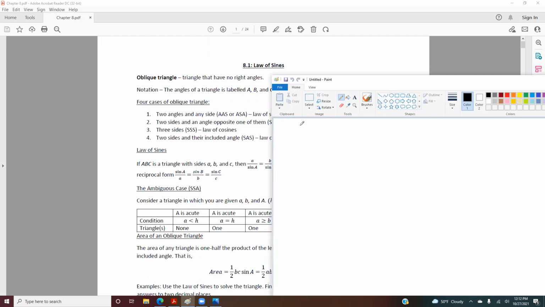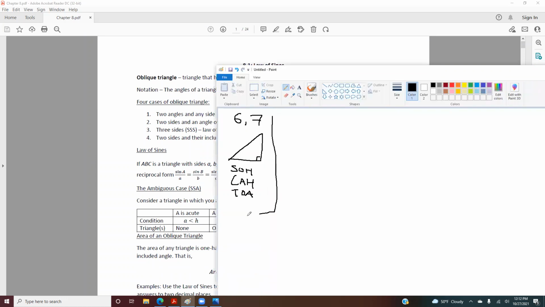What we did so far in chapter 6 and chapter 7, all our triangles are right triangles, so you can use SOHCAHTOA. Okay, you guys remember SOHCAHTOA, right? And we can do all those things with SOHCAHTOA. So this is chapter 6 and chapter 7. Now in chapter 8, your triangle is no longer a right triangle.